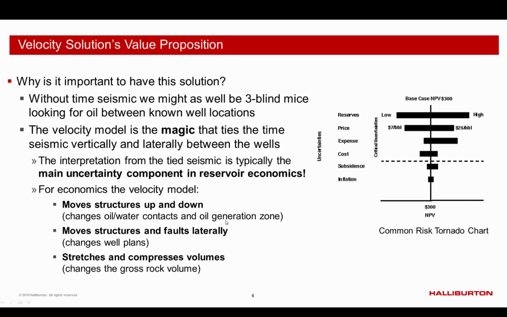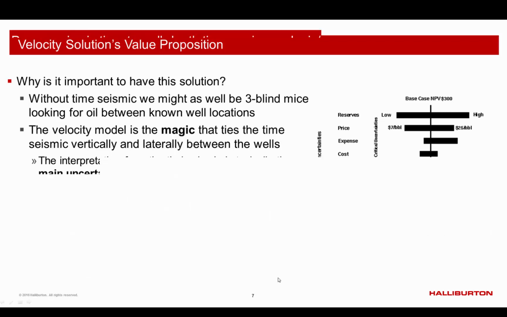So if there's oil even there, you're drilling a well, the velocity model can move the faults laterally, so it's going to change your well plans, and it moves the structures laterally too to change the well plan. And again, for the volumetrics, it changes the thickness of the gross rock volume to, again, change the reserves, change the economics. It makes a big, big deal on our prospects.